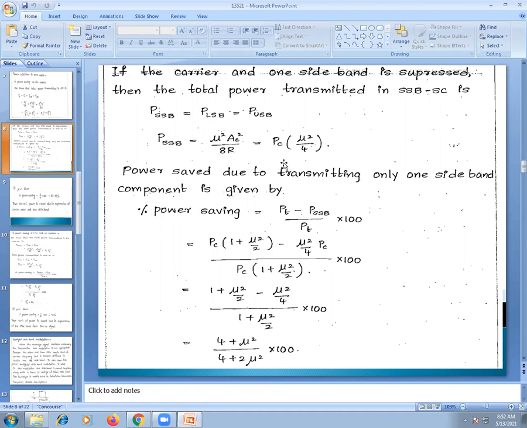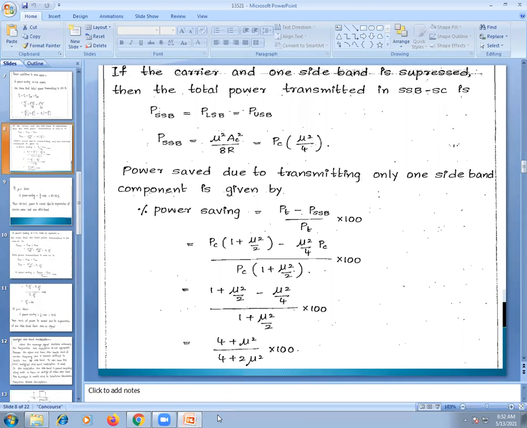That is PC into M square AC square by 2R is common. That is PC into M square by 4. PC into M square by 4 is the single sideband power. So students, please note the formulas.